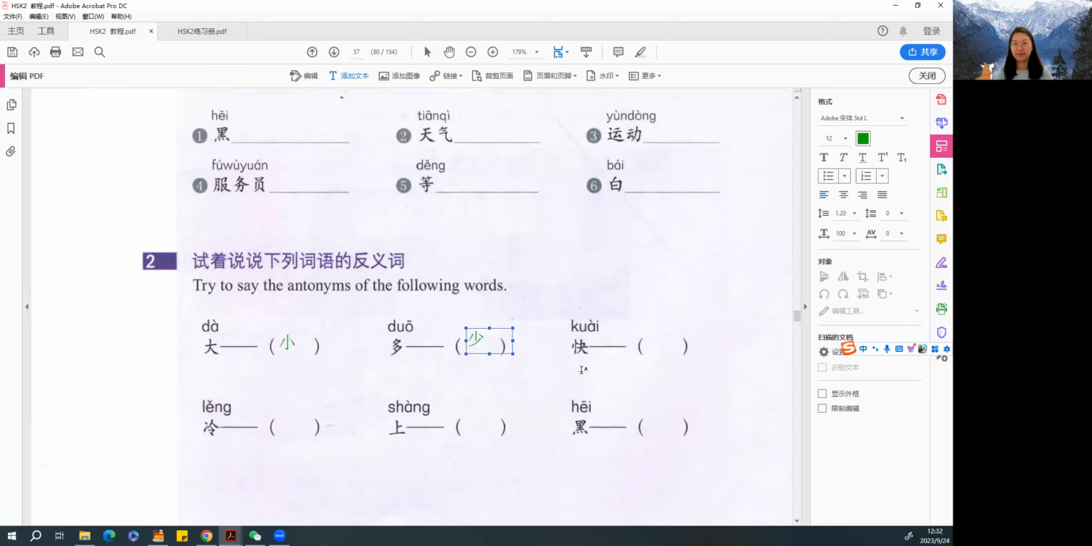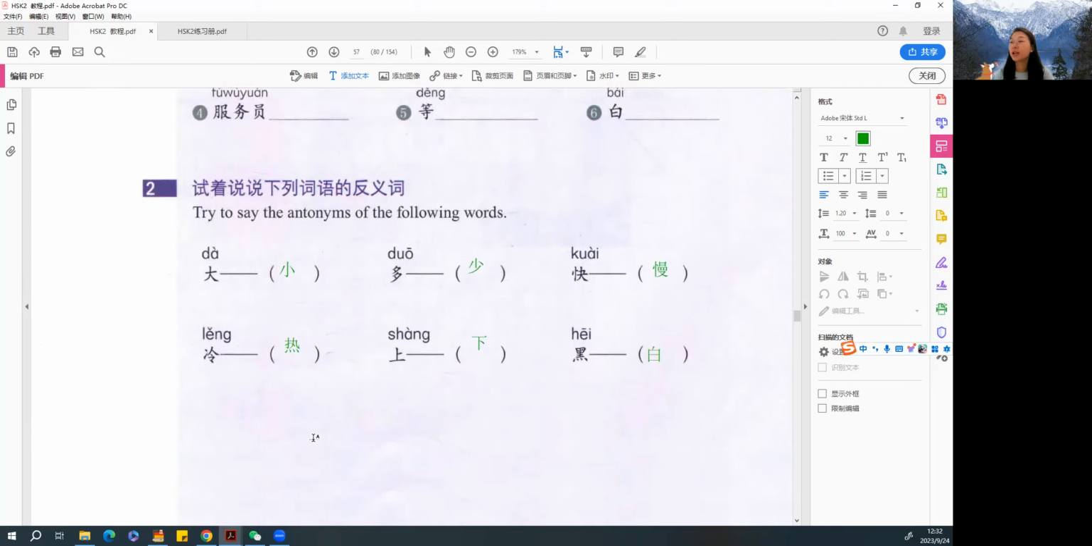快 fast, slow, right? It's 慢. 冷, oh, too cold. What is too warm? It's 热, too hot, too warm. 上 going up. What is this? 上下. 黑 the black color and 白 the white color.